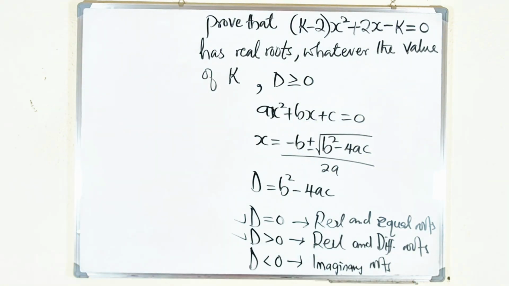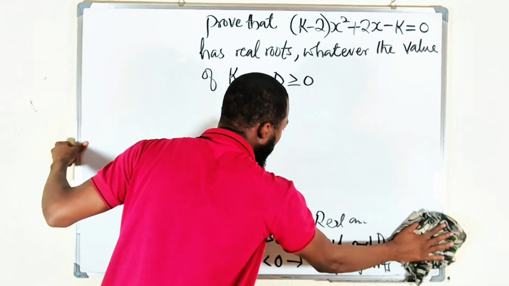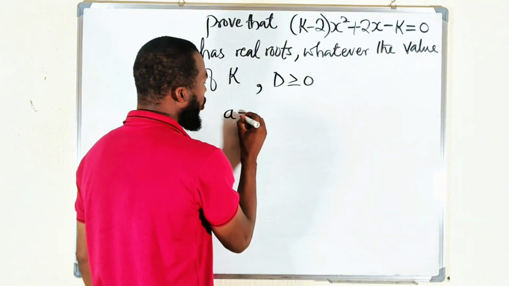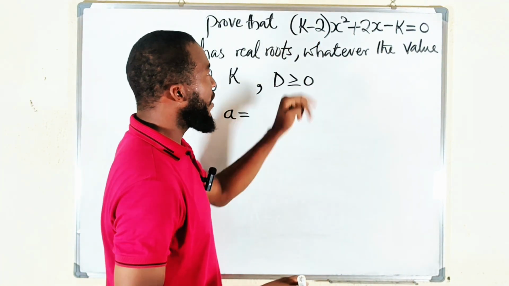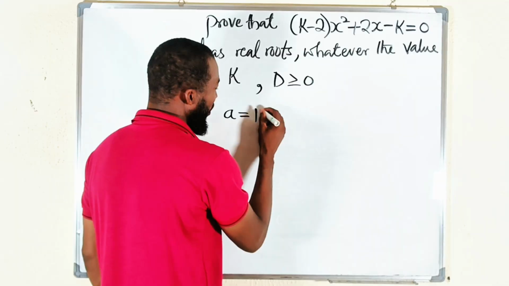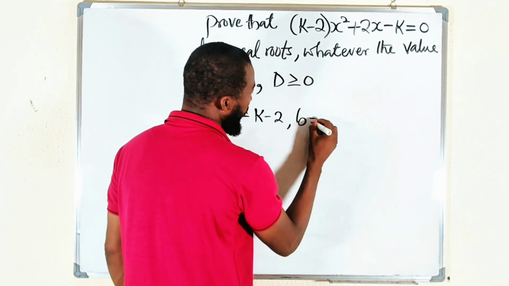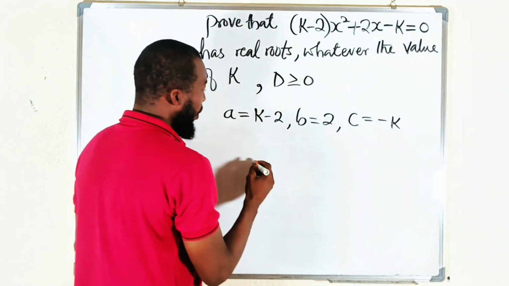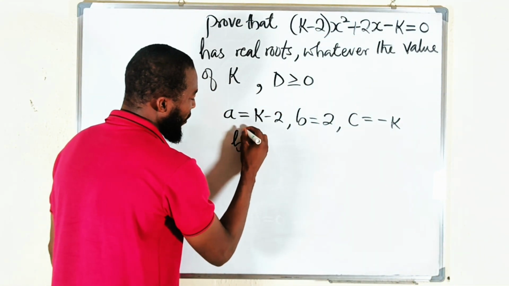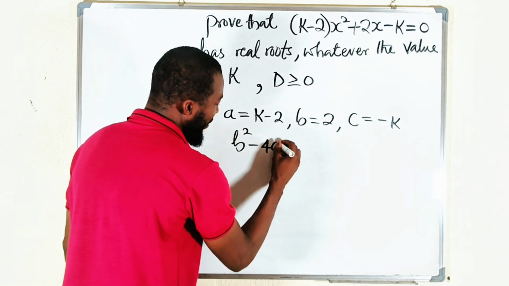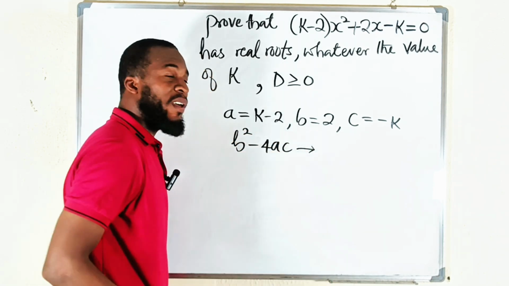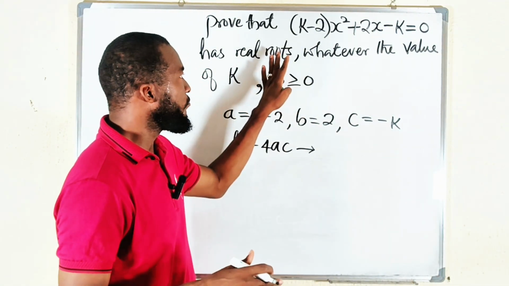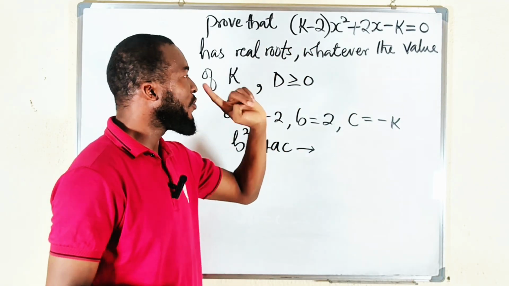So let's do that. Our parameters: a, which is always the leading coefficient, in this case is k minus 2. Then b is always the coefficient of x, which is 2, and c is the constant, which we have as minus k. So we're going to take b squared minus 4 times a times c and see whether it is going to be greater or equal to 0. If it is less than 0, then it means that this quadratic equation has no real roots.